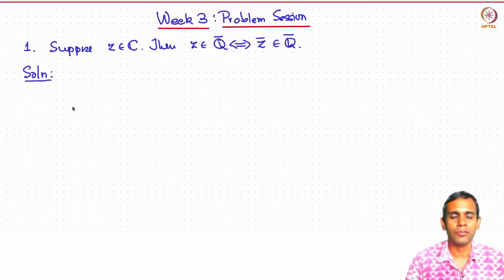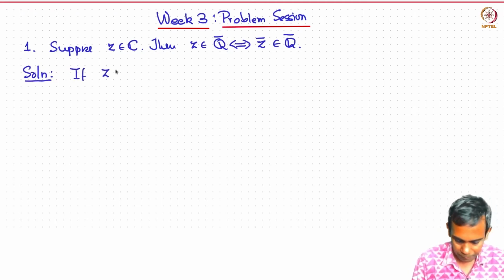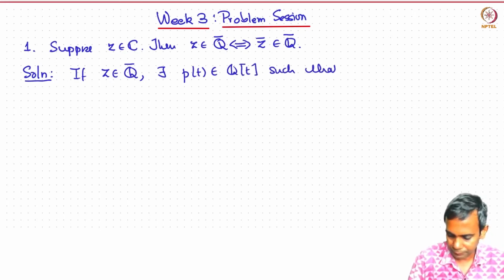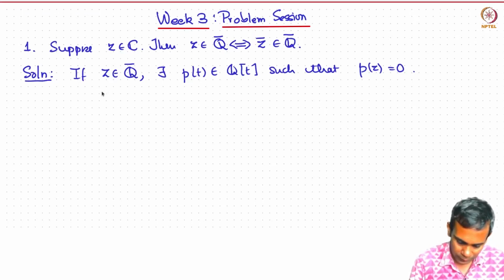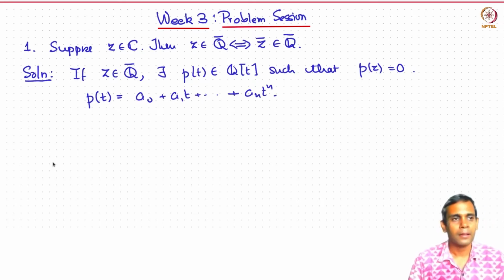What does it mean for Z to be in Q bar? If Z is in Q bar, then there exists a polynomial P(t) in Q[t] such that P(z) is equal to 0. Now let's look at this polynomial. Say P(t) is equal to a0 plus a1 t plus ... plus an t to the power n. Now I claim that p of z bar is also 0.